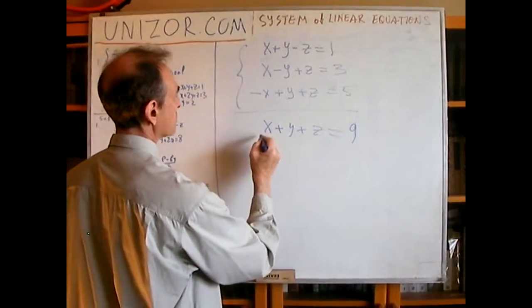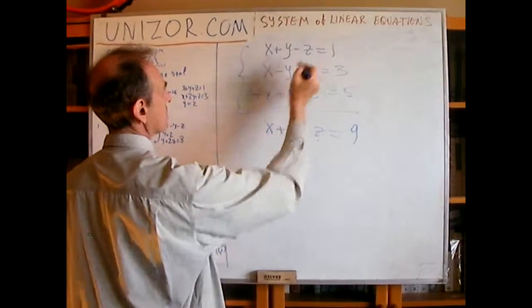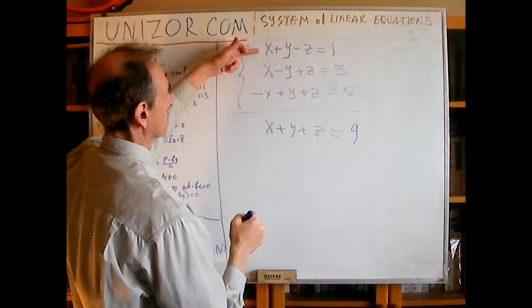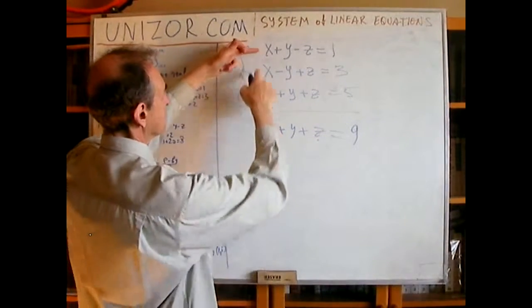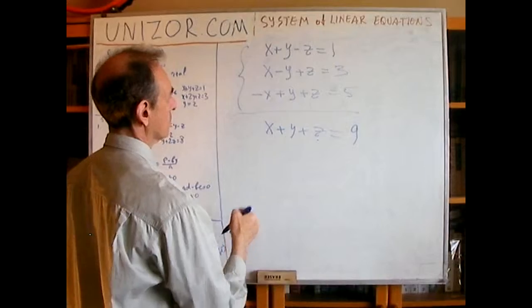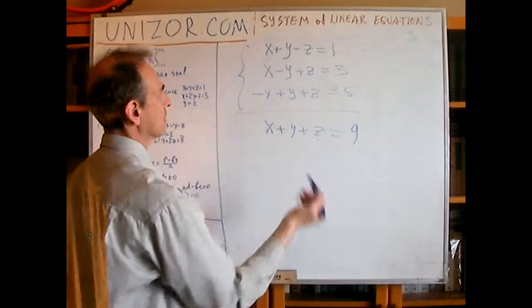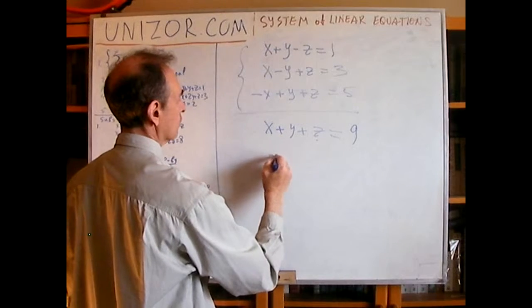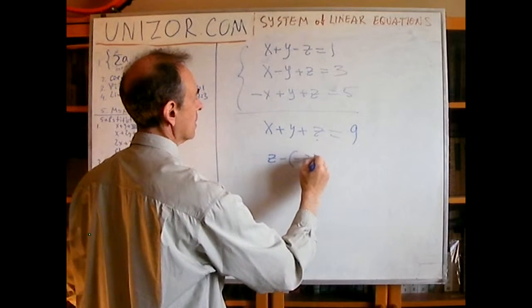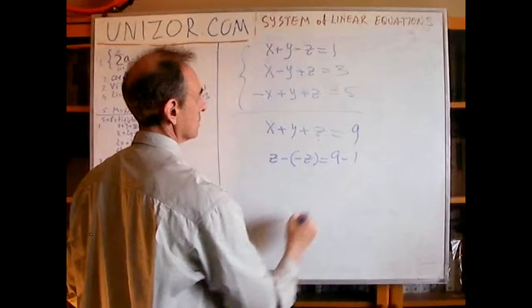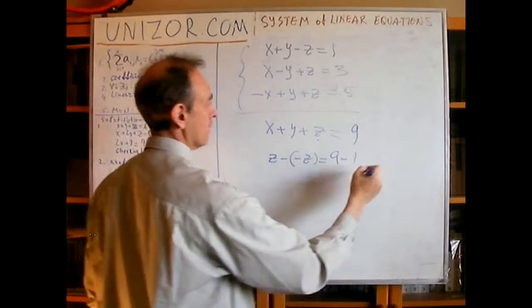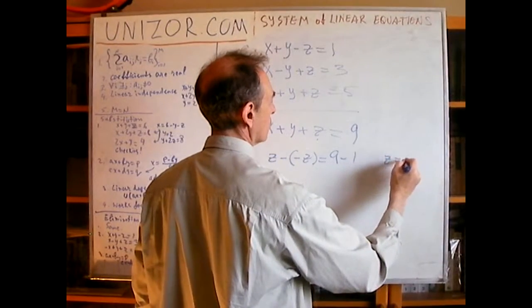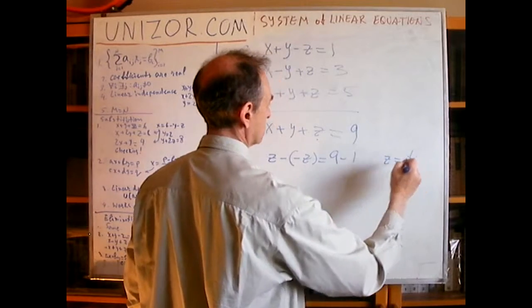Look at the difference between this and, let's say, this. If I subtract this from this, x and y both eliminate each other, and only z and minus z remain, so it will be z minus minus z equals 9 minus 1. So it's 2z equals 8, and z is equal to 4. Right?